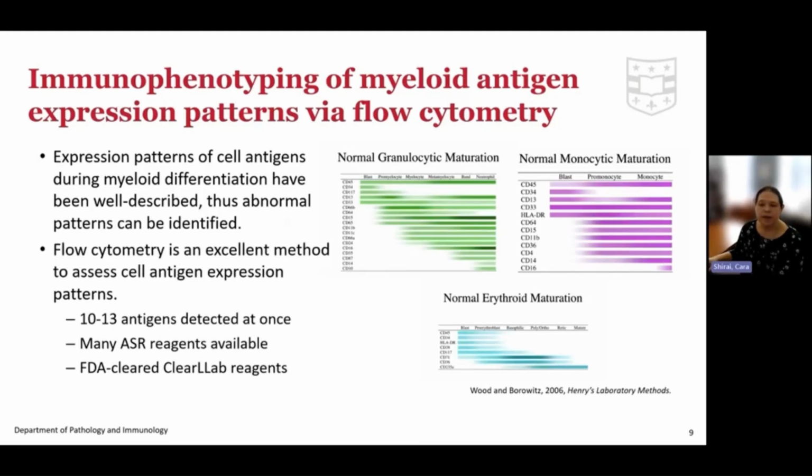Flow cytometry is an ideal method to assess both normal and abnormal cell antigen expression patterns. Current FDA-cleared flow cytometers have up to 10 to 13 detectors to allow for 10 to 13 different cell antigens to be measured simultaneously in a tube. In addition, there are many combinations of analyte-specific reagents, or ASRs, with many antibody clones approved by the Human Leukocyte Differentiation Antigen Workshops. An FDA-cleared panel incorporating ASRs is available in the 10-color ClearLab system.